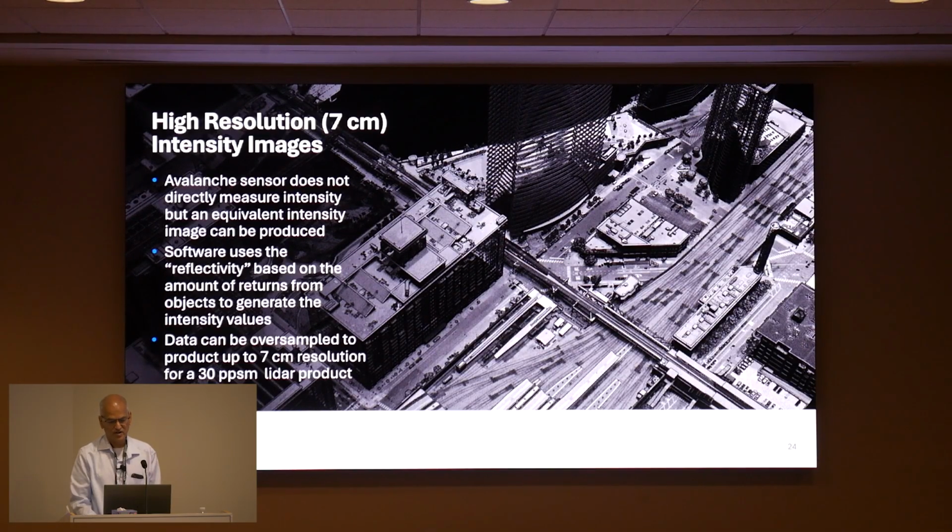The resolution is somewhere around 7 centimeter, just 7 centimeter. And you can clearly see this doesn't look like a LIDAR point cloud, but it looks like black and white imagery right now. That is the type of density and the clarity you can get from the data.